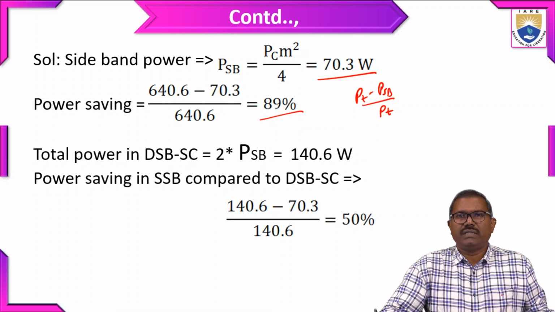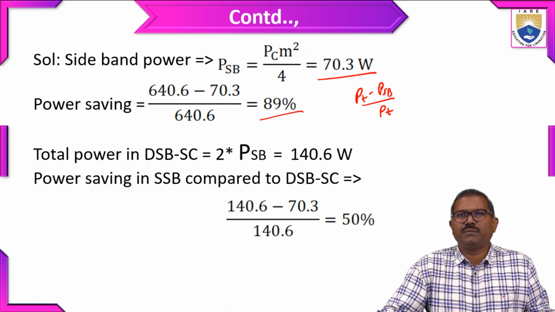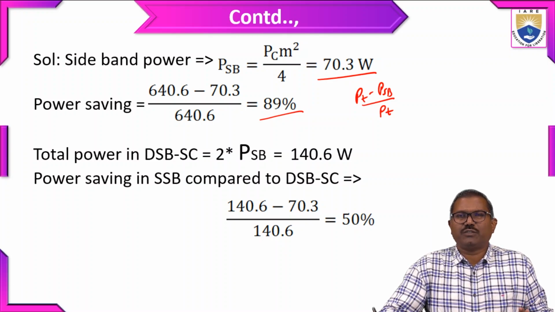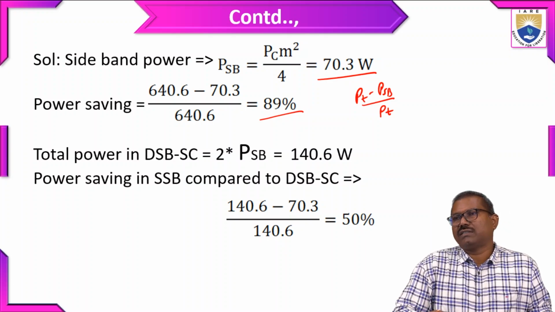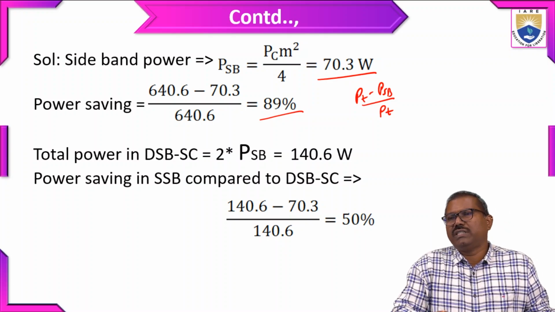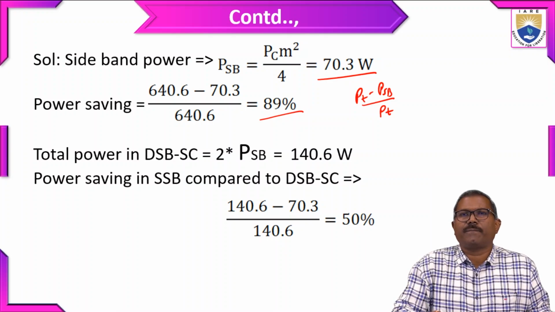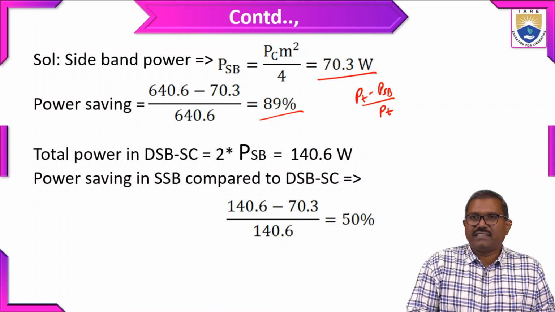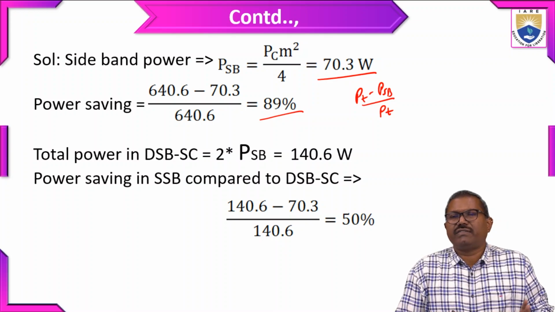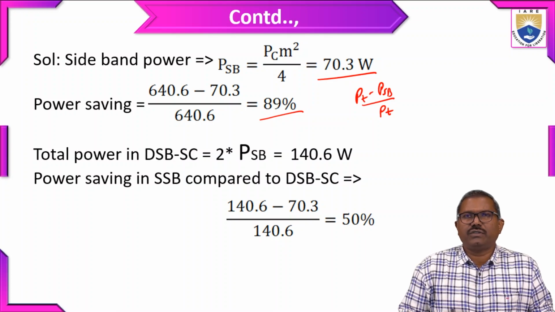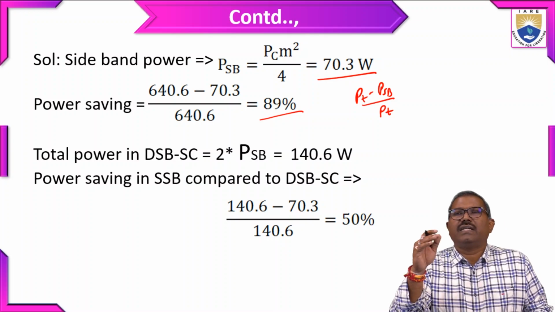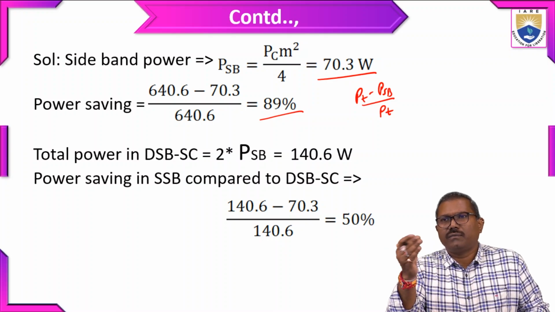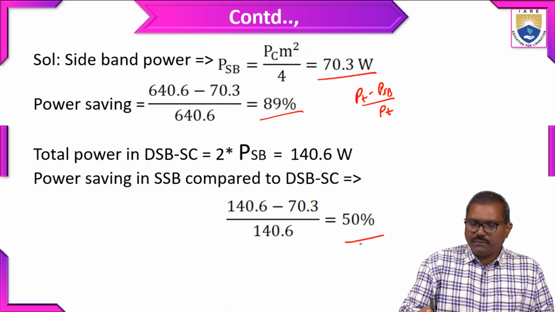And compared to the DSB-SC. So what is DSB-SC? Double sideband suppressed carrier is equal to 2 into PSB. So 140.6 watts. The sideband power of DSB is 140.6 watts. So power compared SSB with the DSB is 50%. Same formula, we substitute PT minus PSB by PT. Then you got 50%. Why? Because here it is single sideband. So 50% is saved.